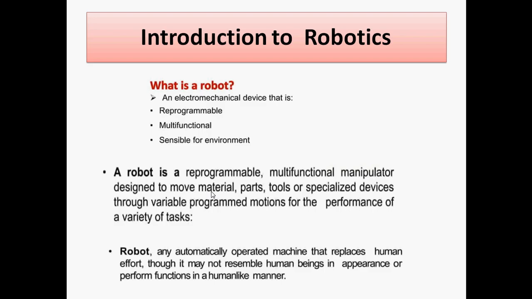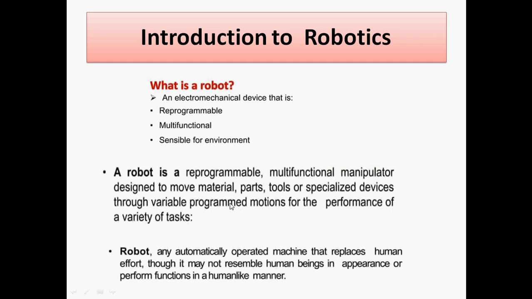So what is meant by robot? It is an electromechanical device that we can consider as reprogrammable, multifunctional, and sensible to the environment. So this is called a robot. There are many other ways of defining the robot. Secondly, a robot is a reprogrammable, multifunctional manipulator designed to move material, parts, tools, or specialized devices through variable programmed motions for the performance of a variety of tasks. So this is one definition of the robot.